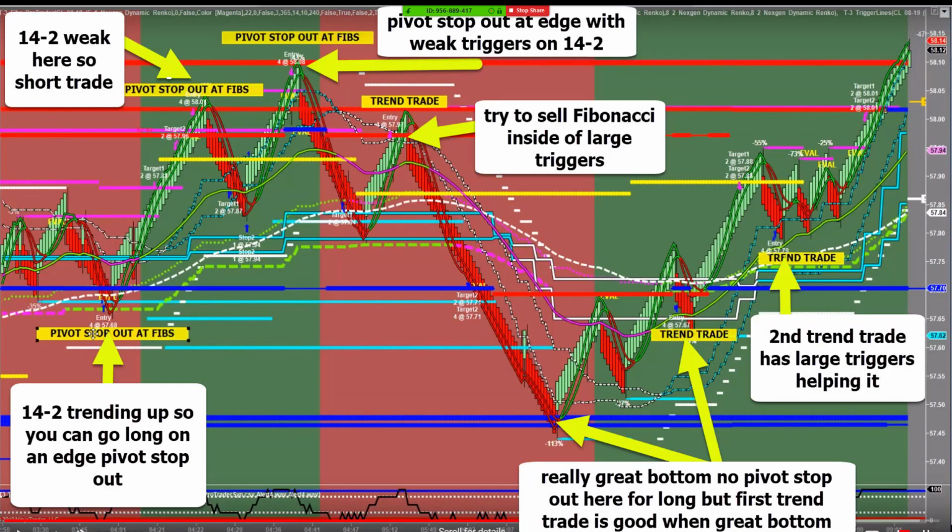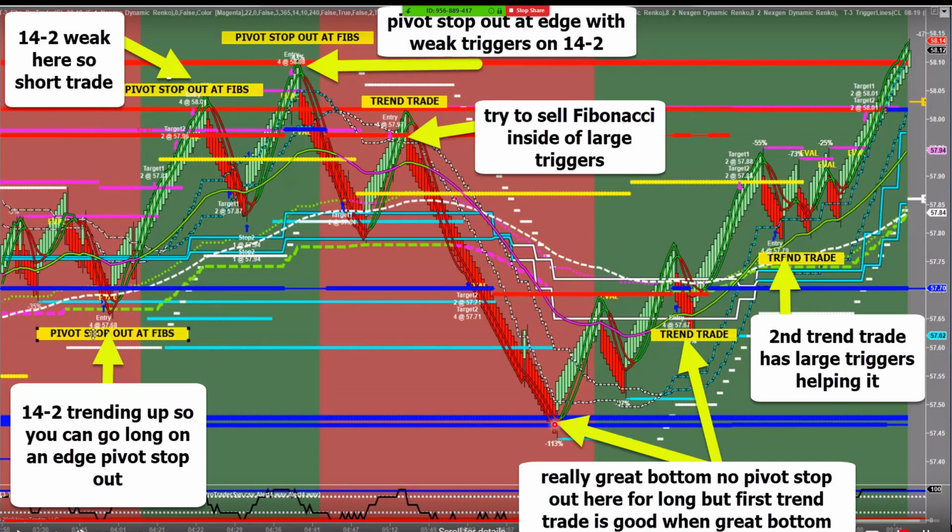So again, when you get done with a day of trading, it's going to look something like this. This was from one of our classes. You're going to go long at the pivot stop out at the edge of fibs. Again, we went short at the edge of fibs with a pivot stop out, but we took our money off early because we weren't technically at the edge. And then we went short at the edge again with a pivot stop out, followed by that secondary trend trade that we talked about.